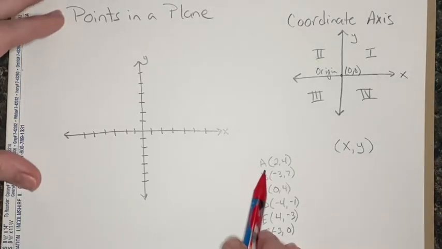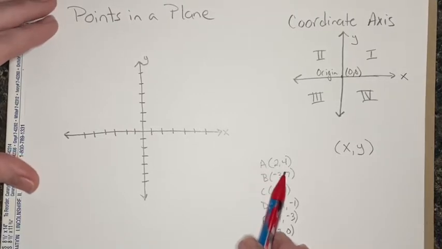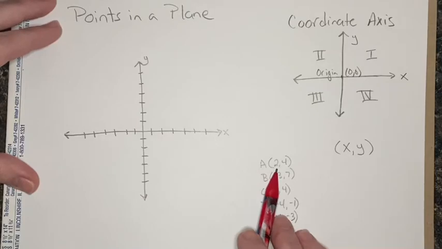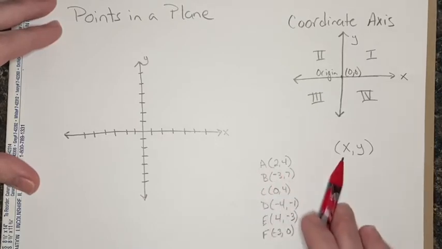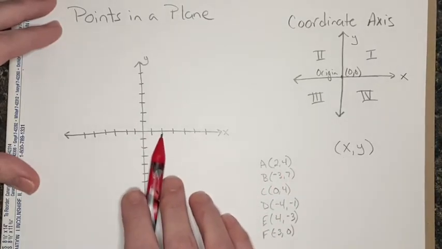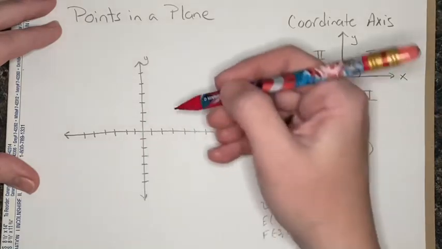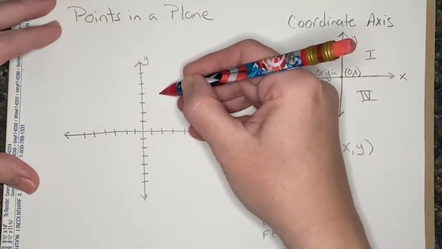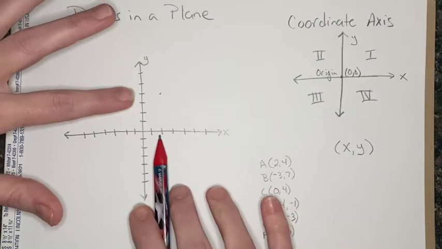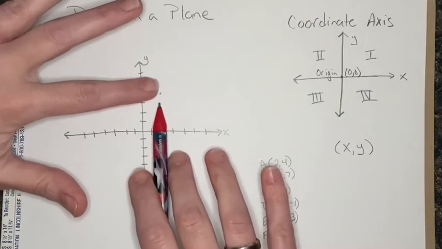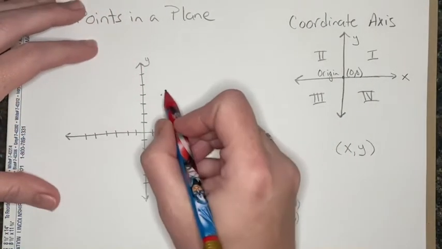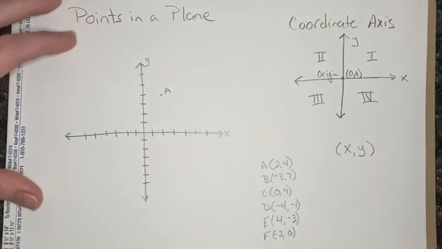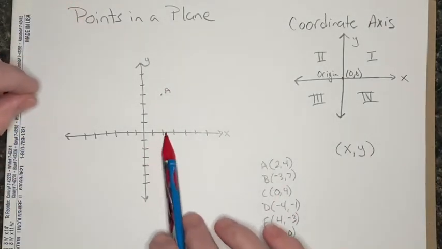So if we look here at point A, it is at 2, 4. The 2, like I said, represents the x-axis, so we're going to go over a positive 2. And the 4 is representative of the y-axis, which means we're going to go up a positive 4. And where those 2 points meet, a positive 2 on the x and a positive 4 on the y, that is where our point falls. Okay, so point A is at positive 2, positive 4.